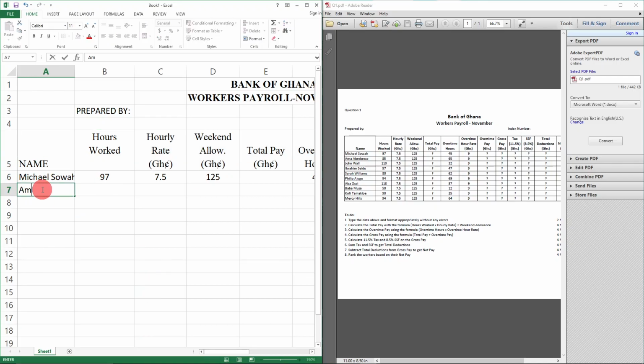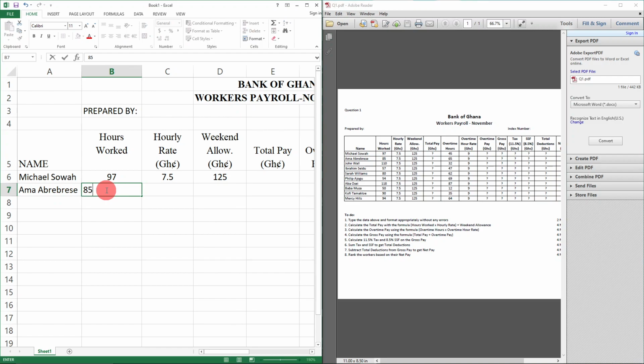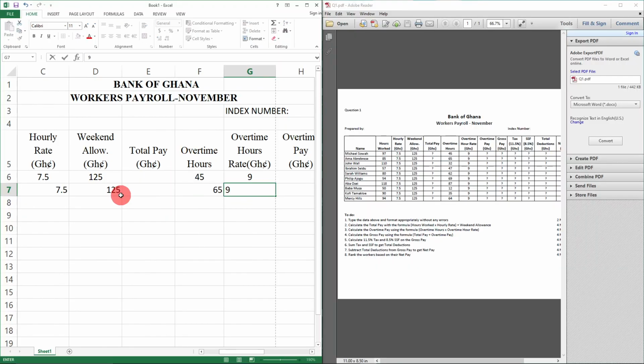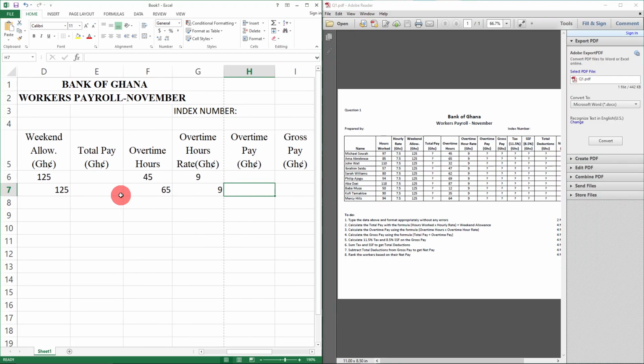Let's move on to Ama Abebrese. So Ama Abebrese, I hope I'm okay. All right, hours worked 2 is 85, 85, 7.5, 125. We don't have total pay. Overtime hours is 65. The overtime rate is 9. Overtime pay, we don't have it.